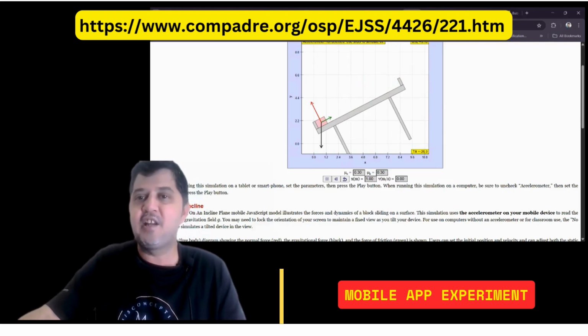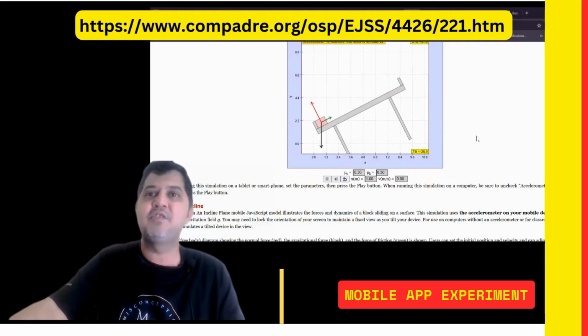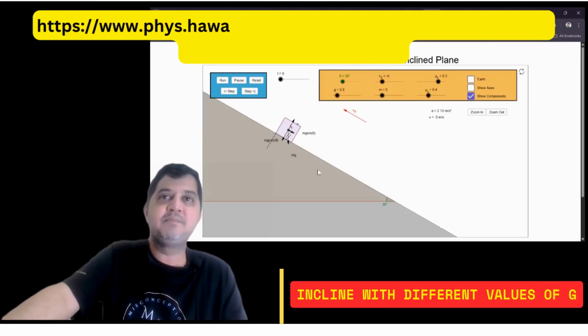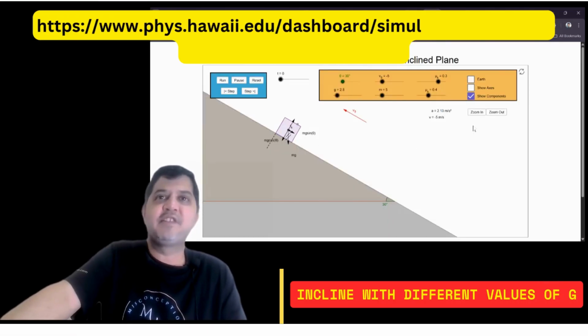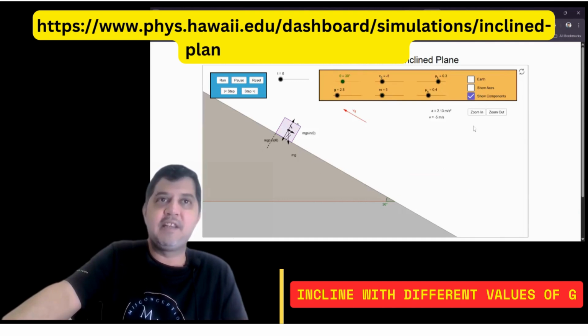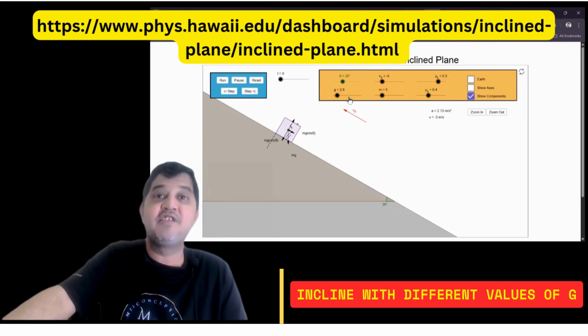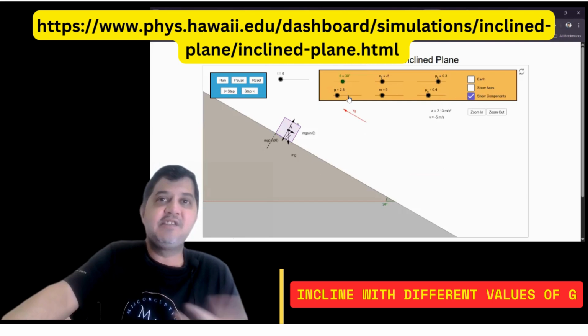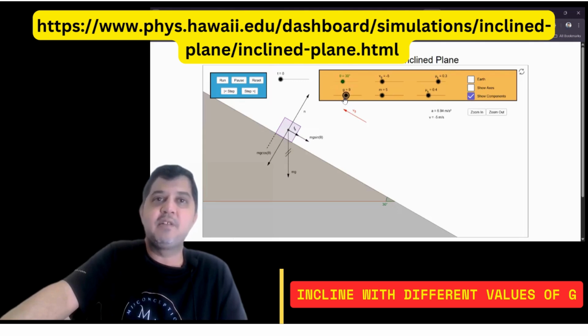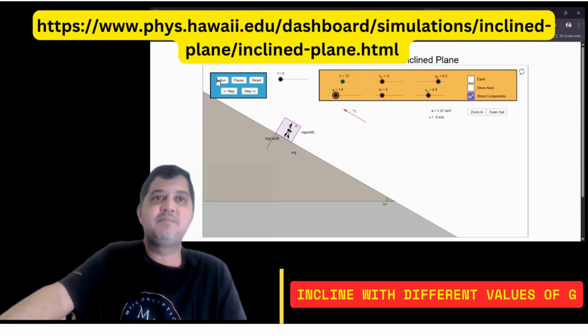Let me see, our friend has already downloaded. Still it's going on. Let me go to the next one. This is an extension of the same one, from a different website, and it's from Hawaii. Now you see here, you can change the angle of the incline, mu k, mass. You can change the value of g also. I asked you to get the value of g from a different planet. The value of g is 9.8. Now I'll give it a 2.4 or 1.8 over here and ask it to run.